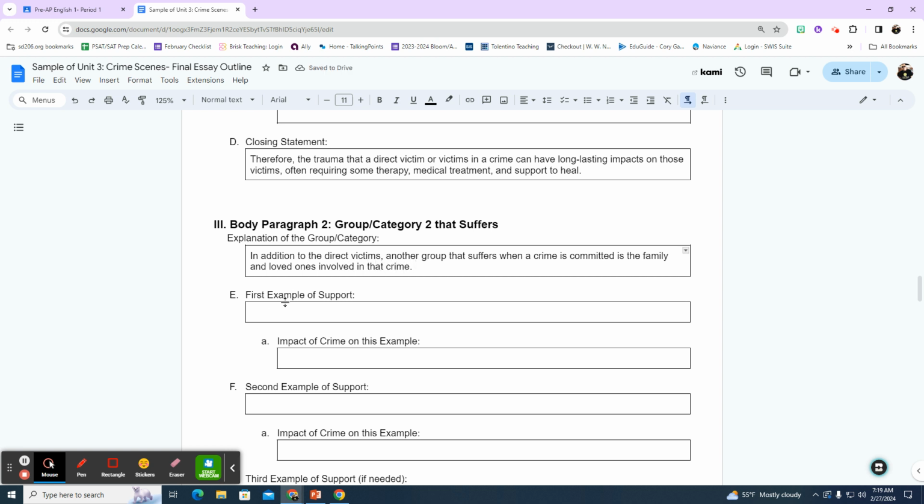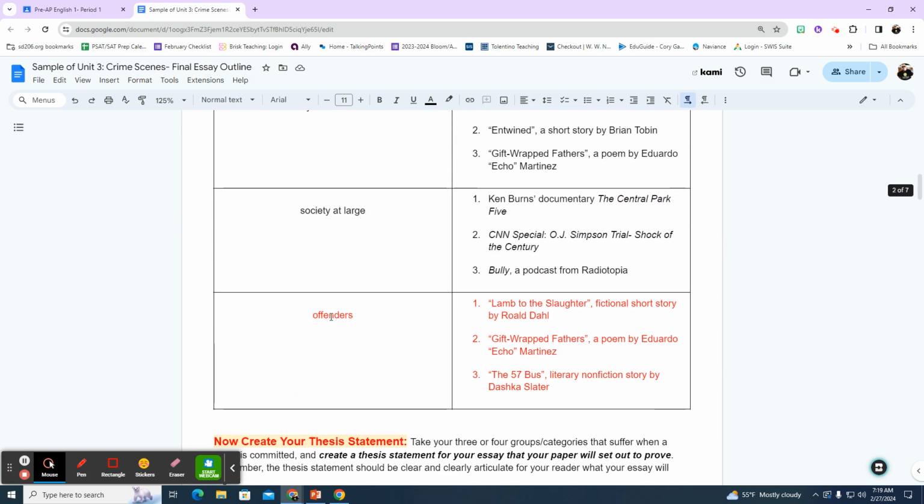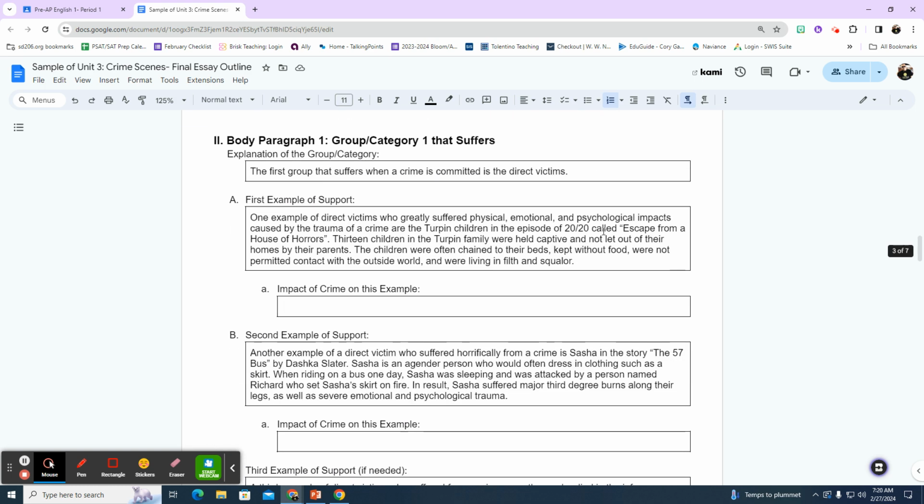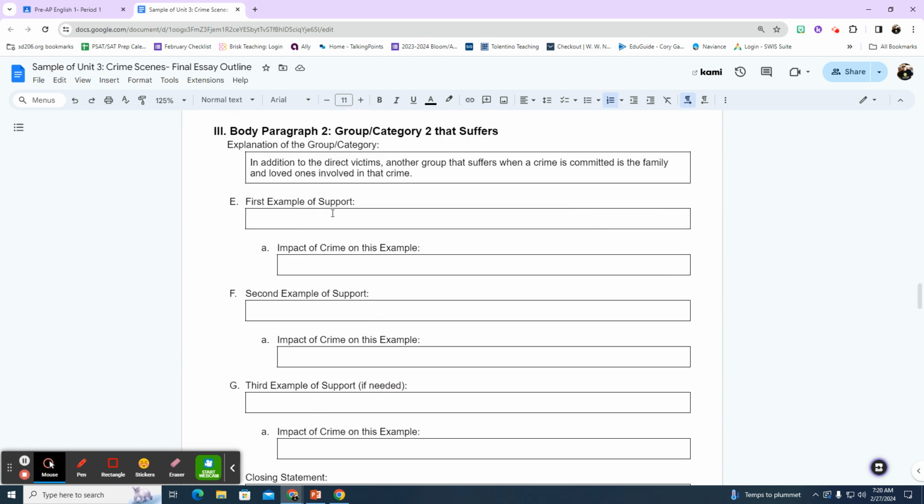Right? And now I'm ready to go ahead and just wash, rinse, and repeat the entire process that I did for my first body paragraph, but I'm now going to do it for my second one, which is family and loved ones. And so I would go back up, get my first example. In this one, I'm going to talk about the Netflix docuseries, The Staircase. I would also talk about in this paragraph the families in the short story Entwined. And then for me, I would also talk about the family in Gift Wrap Fathers, the poem. You obviously can use whatever second category you're talking about and the examples that you provided. And then you want to just do what you did with the first paragraph in your second paragraph.